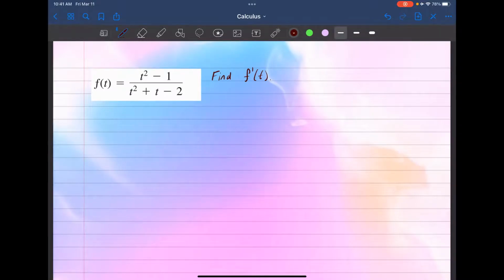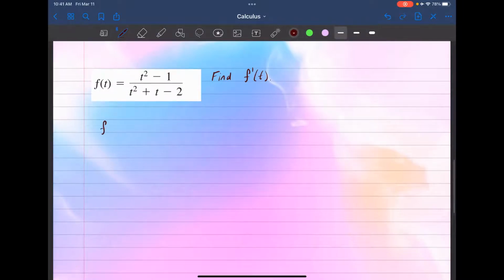Let's try out this problem. We want to find the derivative of this function, f of t. So f is given as a quotient of two functions. Think of this as your top, this is your bottom. So we're going to be using the quotient rule to find the derivative.